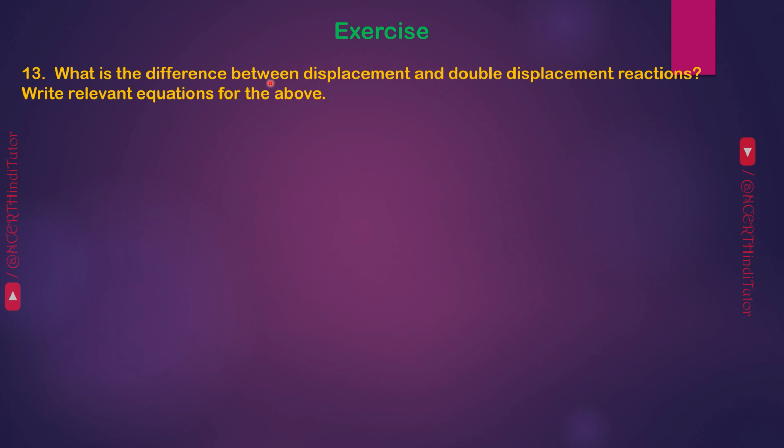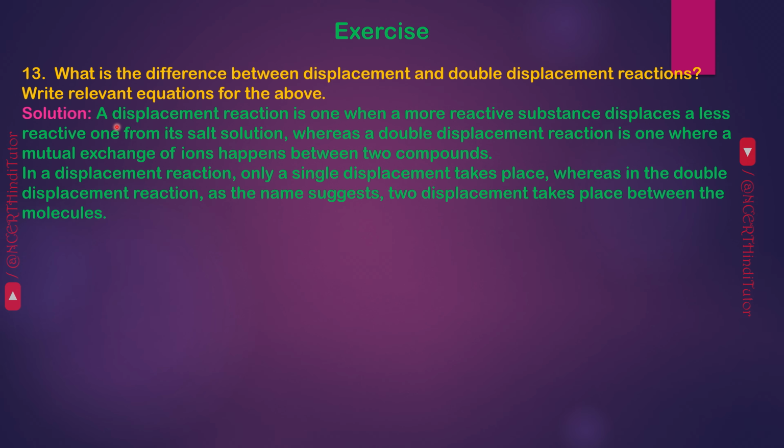Question 13. What is the difference between displacement and double displacement reactions? Write relevant equations for the above. Answer: a displacement reaction is one where a more reactive substance displaces a less reactive one from its salt solution, whereas a double displacement reaction is one where a mutual exchange of ions happens between two compounds. In a displacement reaction, only a single displacement takes place, whereas in the double displacement reaction, as the name suggests, two displacements take place between the molecules.